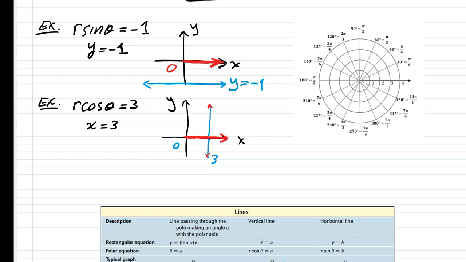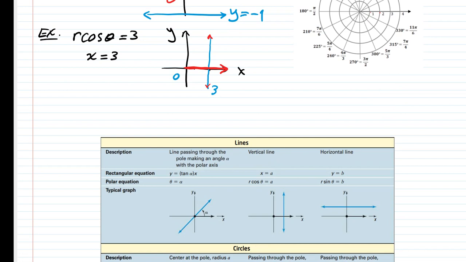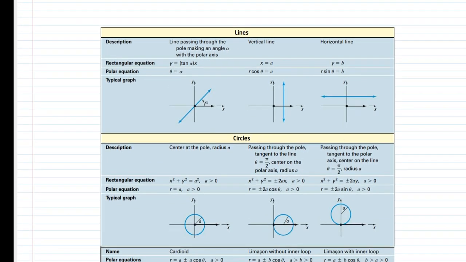So if I want to do it on my grid, here is 1, 2, 3. You have a vertical line at 3. There we go. That'll be the graph on my polar grid. Okay. Therefore, r cosine theta is going to be a vertical line. R sine theta is going to be a horizontal line. Now, here is a gallery of the ones we've done and other polar equations that we can recognize and graph.